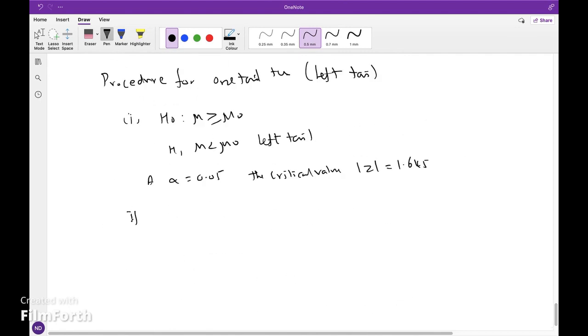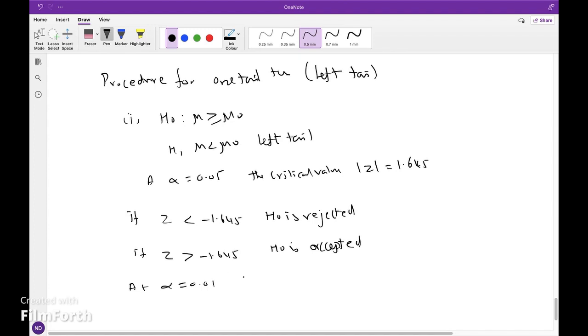If Z is less than minus 1.645, H naught is rejected. If Z is greater than minus 1.645, H naught is accepted. At alpha equal to 0.01, the critical value Z is 2.33.